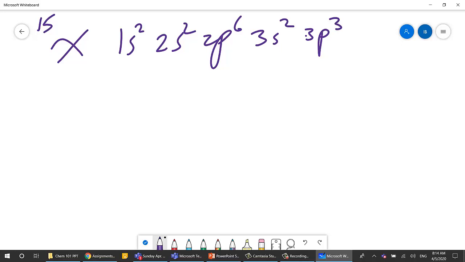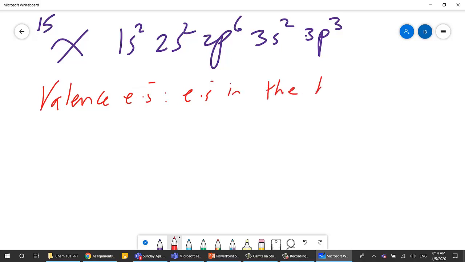So now, guys, let's define what are core electrons and valence electrons. The definition of valence electrons: these are the electrons in the highest n. They also call them outer electrons for representative elements.